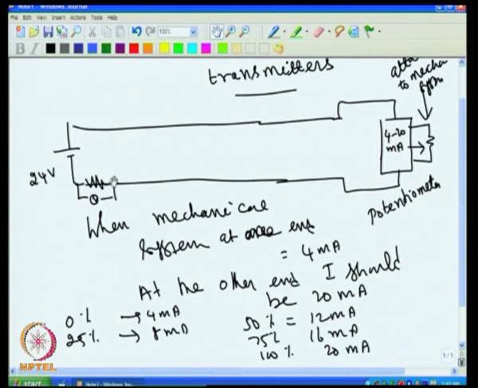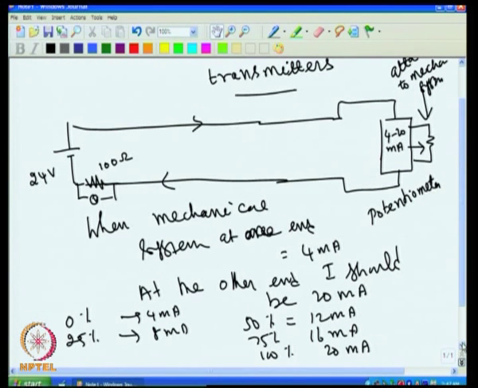For example, if it is a 100 ohm resistance, they normally connect up to 600 ohms. With a 100 ohm resistance, if there is a 4 milliampere current through this, you will get 0.4 volt, indicating it is at 0%. If it is 12 milliampere through this, then it will be 1.2 volt, indicating that the mechanical system is at the 50% level, halfway through. Like that, it is normally done.